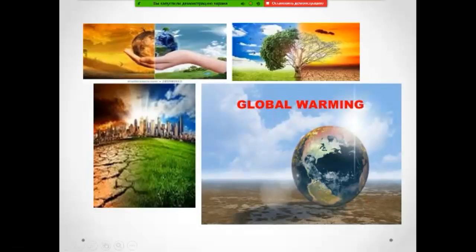Look at this picture. There are two kinds of picture. In the first side, very beautiful side with green grass and open sky. But in the second side, it's a result of global warming.